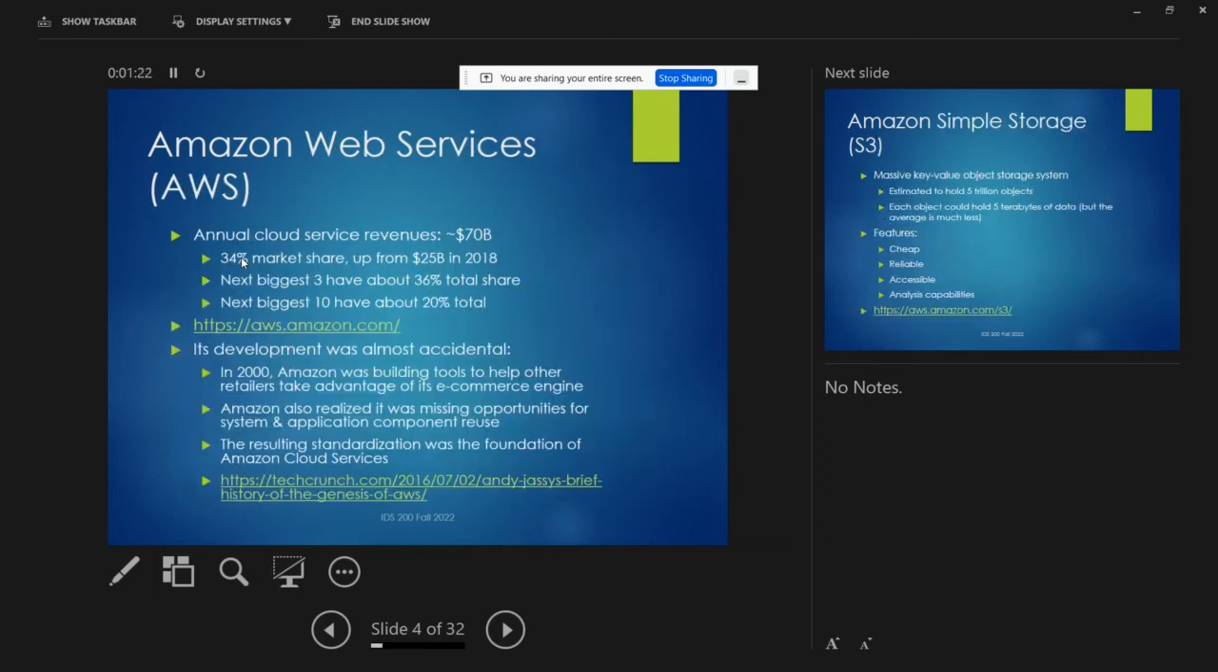But yeah. Now, if you want to learn more about Amazon's cloud services, AWS, Amazon Web Services, that's kind of their umbrella for all the cloud services they offer. You can go there, browse around, read a little bit. But an interesting thing is, Amazon almost accidentally fell into cloud, right?